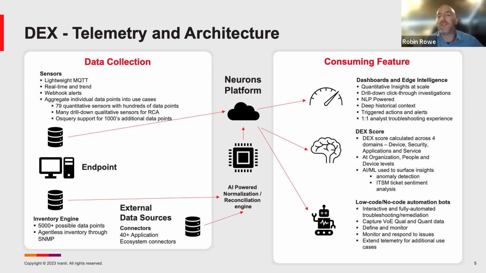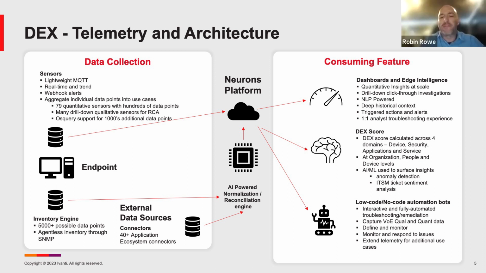Then we have the DEX score. The DEX score sits across four main areas. We'll double click on the DEX score as well, but this is looking at the device, the security health, the application health, and the service experience, both from a device and a people perspective. And one of the key things is, when you're collecting so much data, the use of AI and ML to surface the key insights, to extract the key bits of information that you need from the raw data, is a key part of this as well.